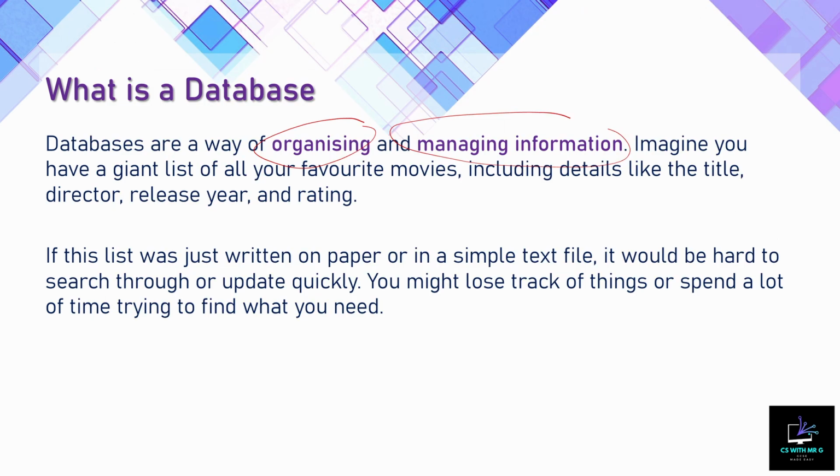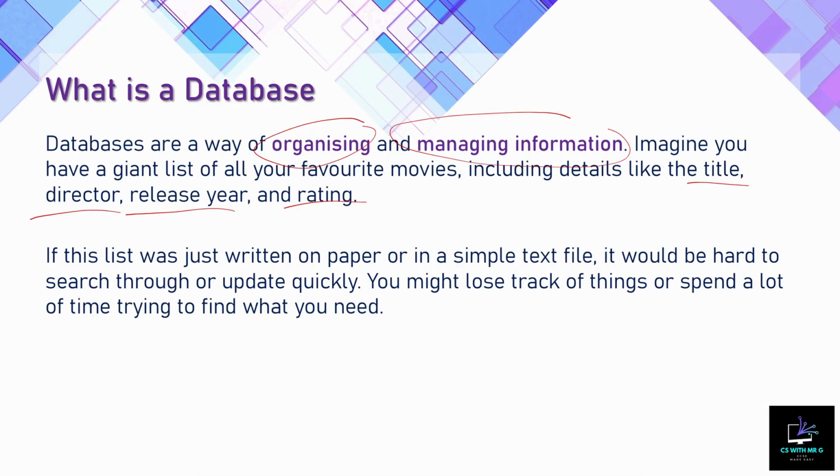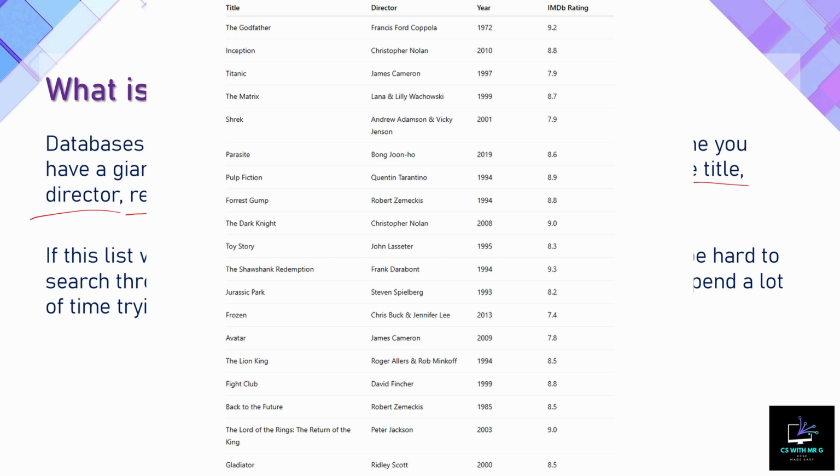For example, in the scenario here, imagine you have a massive list of all your favorite films where we have stored the title of the film, the director, the year it came out, and the rating of the film. If we had all of this in one huge list, for example, written down on a piece of paper or even in a text file such as a Word document, it would be very hard to search through this list, and we certainly wouldn't be able to sort it in any way, for example, in alphabetical order of the name or in ascending order of the release year. If it was simply written down in a list, we would not be able to do any of these types of things, whereas we would if it was stored in a database.